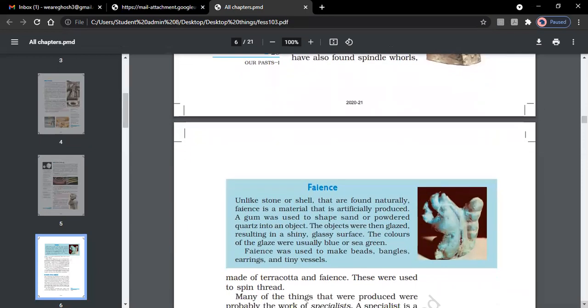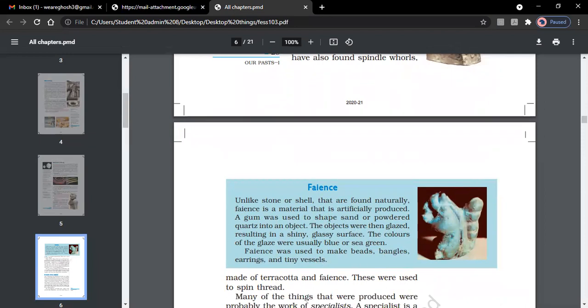Here again we come to what is faience. Here you can get the definition: faience is a material that is artificially produced. A gum was used to shape sand or powdered quartz into an object, and the objects were then glazed, resulting in a shiny, glassy surface. The colors of the glaze were usually blue or sea green. Faience was used to make beads, bangles, earrings, and tiny vessels. This is your answer.